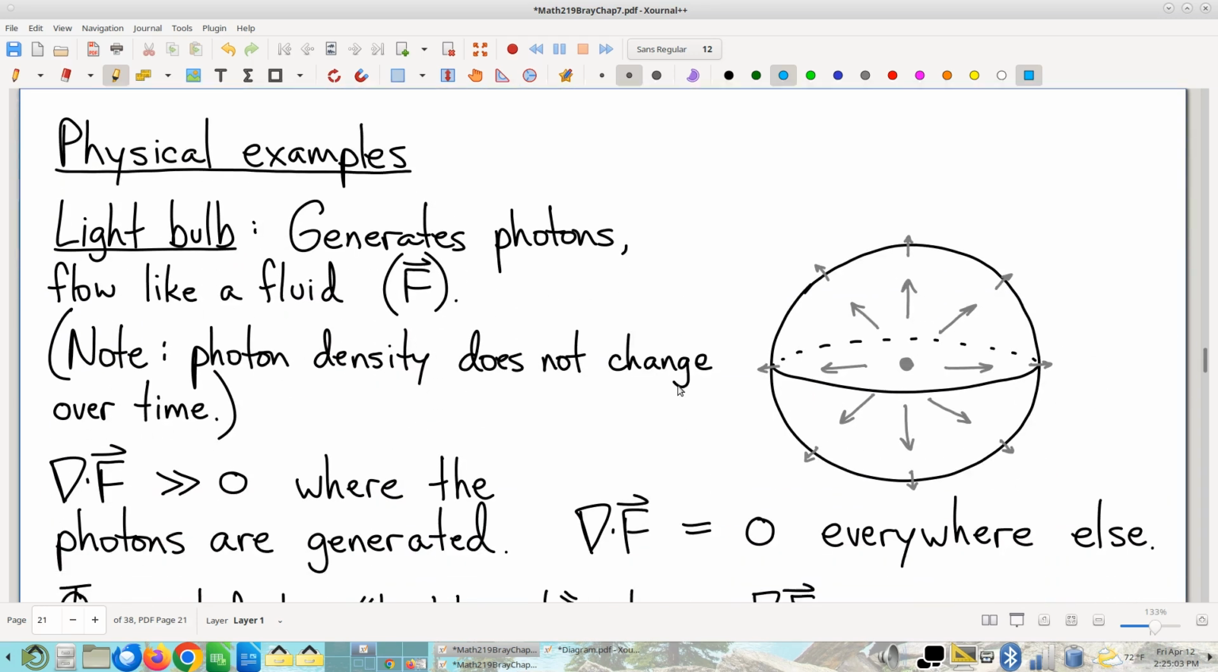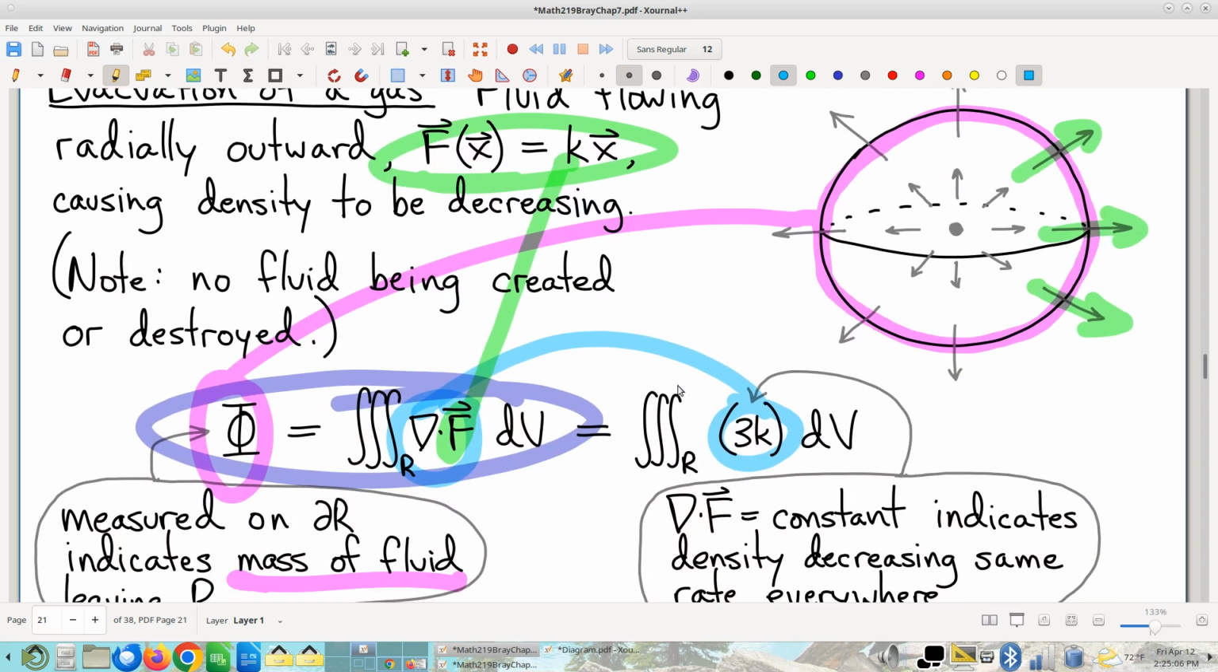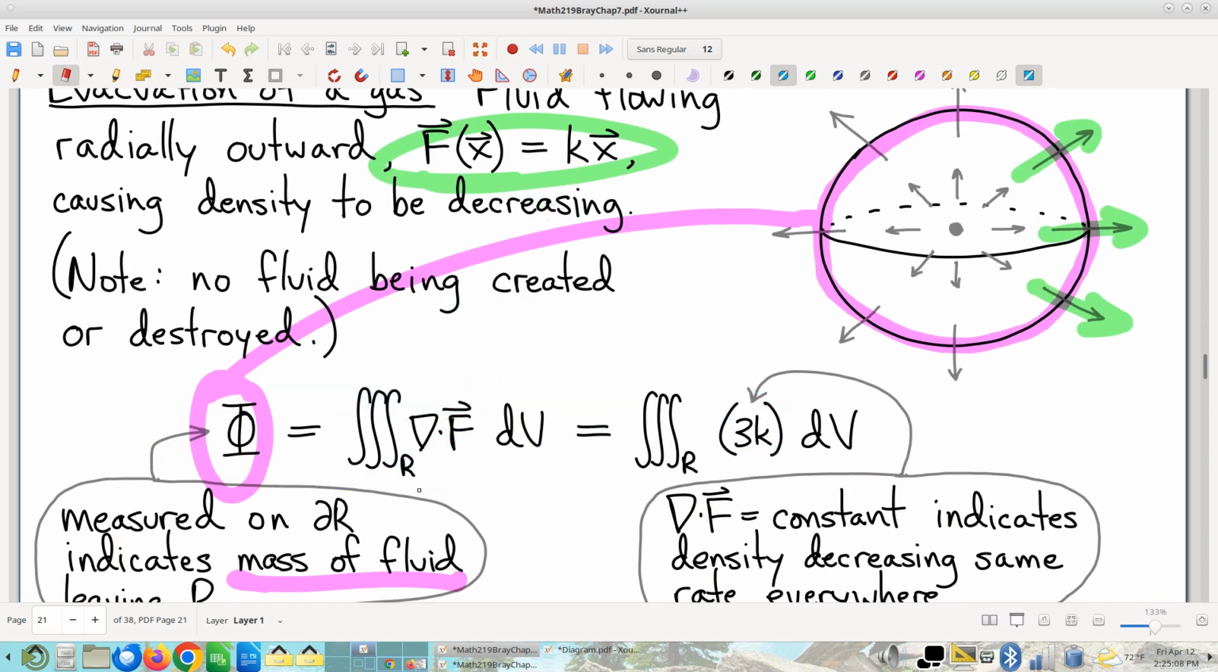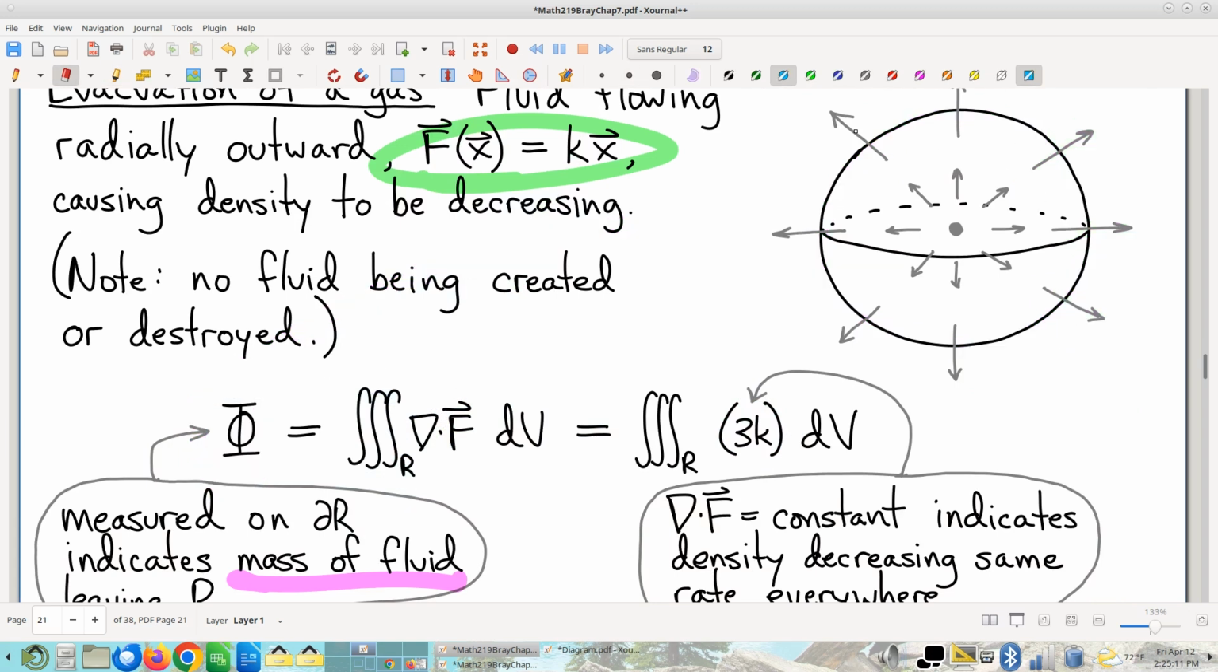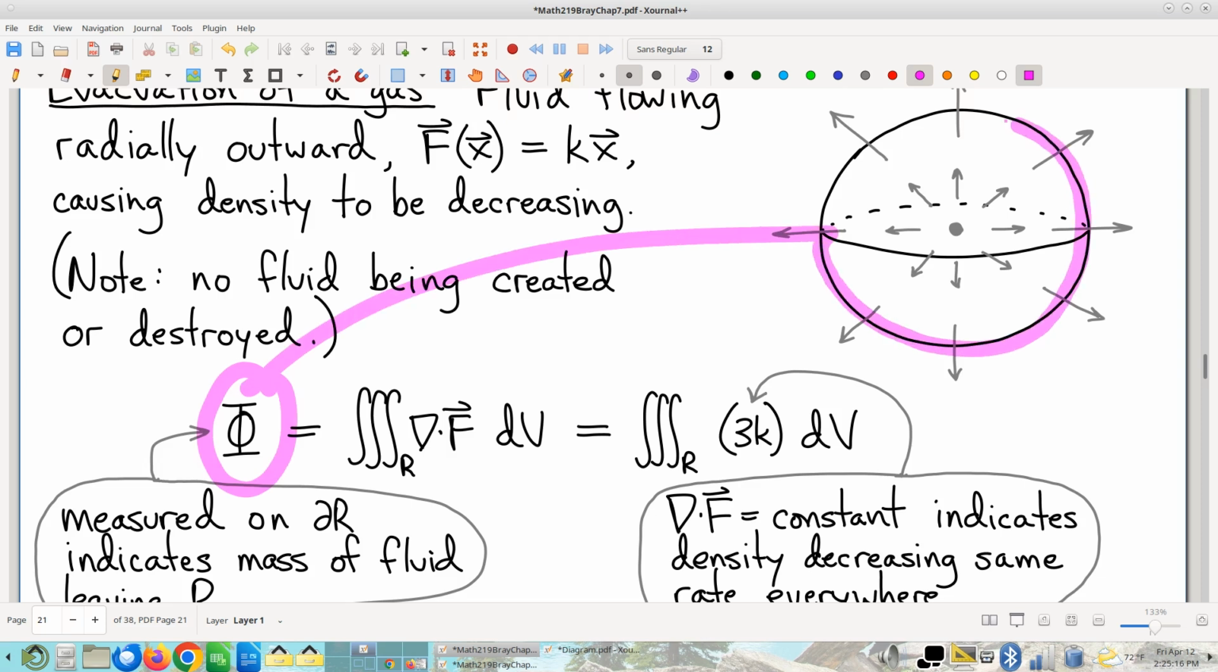Where was I? Here we go. Okay. So, putting it all together again, we're thinking about flux through that surface. The flux is clearly telling us how much mass per unit time we're losing out of that surface. What does this 3K represent, physically? Well, physically, that's divergence. Divergence is flux per unit volume.